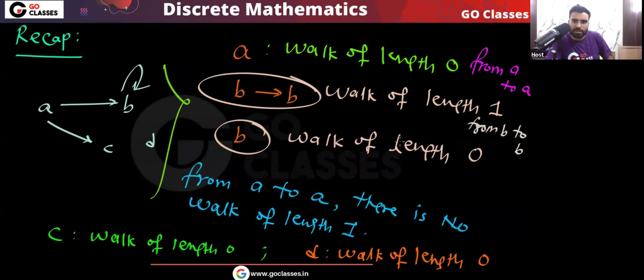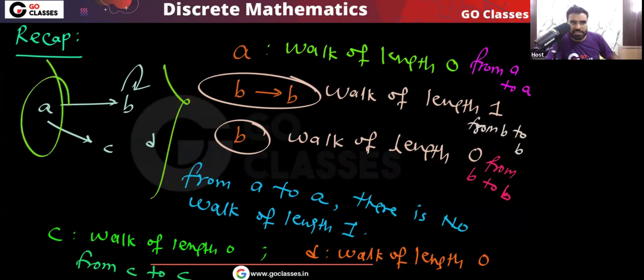Okay. For example, this is a walk of length 0 from B to B. Okay. For example, this is a walk of length 0 from C to C. So remember, whatever graph you take, every vertex has a walk of length 0 from itself to itself. Whatever vertex you take, there exists a walk of length 0 from itself to itself.